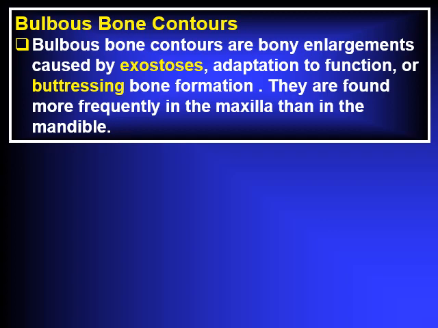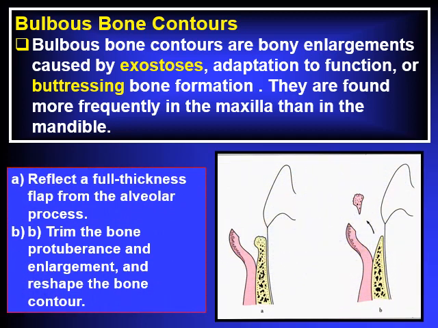Also found more frequently in the maxilla than in the mandible is the inverted bone architecture, or the negative bone architecture. This figure shows you a reflection of a full-thickness flap from the alveolar bone, and then you see an exostosis, or thickening of the bone margin.